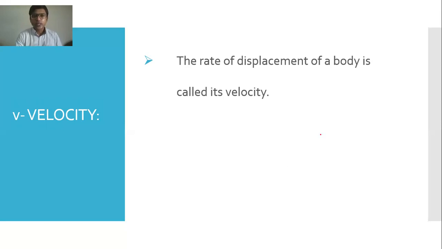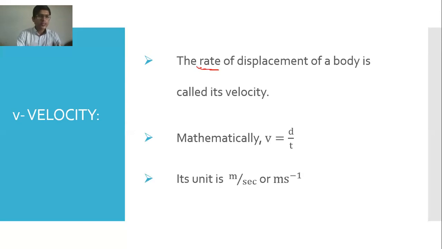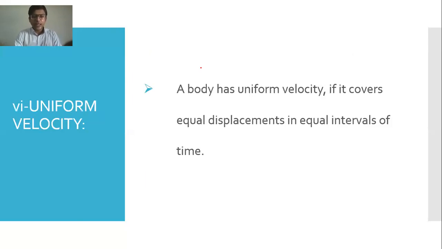Whenever you see the word rate in physics, rate means with respect to time. The rate of displacement means displacement upon time. Mathematically the formula is v = d/t, and it has the same unit, which is meter per second or m s^-1. Now uniform velocity. The definition is: a body has uniform velocity if it covers equal displacements in equal intervals of time.